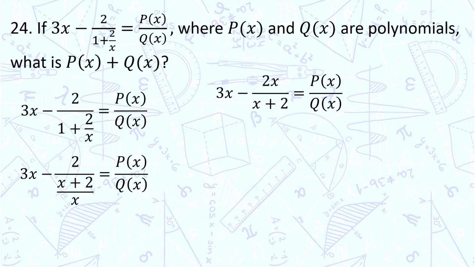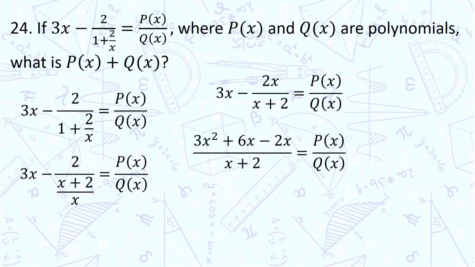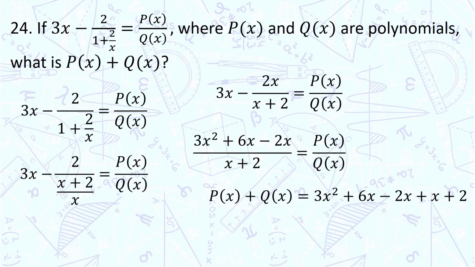And then rewrite the left hand side as a single fraction. We have 3x squared plus 6x minus 2x over x plus 2. So p of x plus q of x is 3x squared plus 6x minus 2x plus the denominator q of x, x plus 2. The answer will be 3x squared plus 5x plus 2.